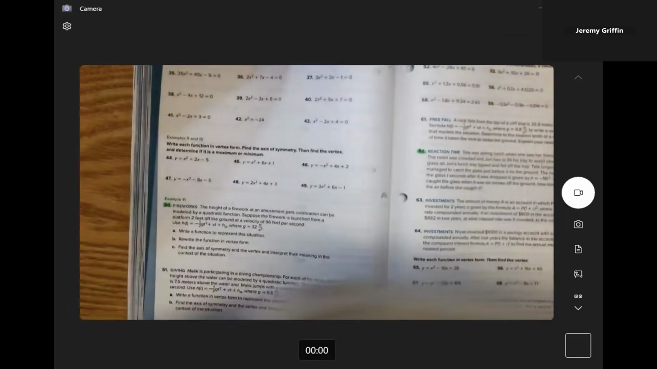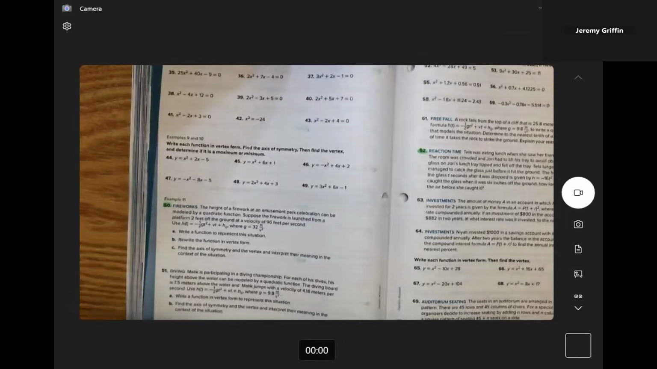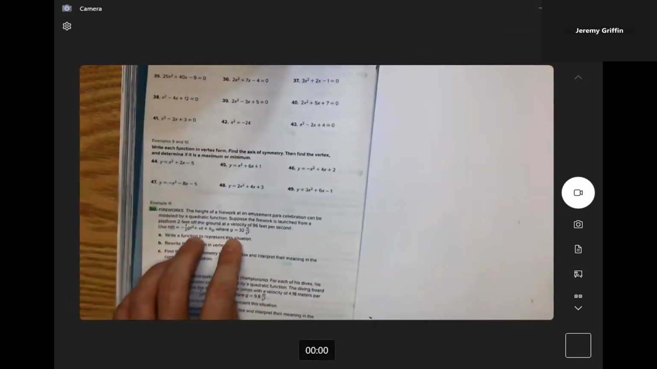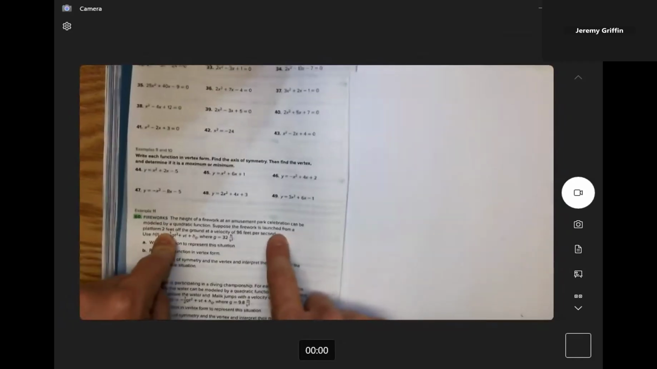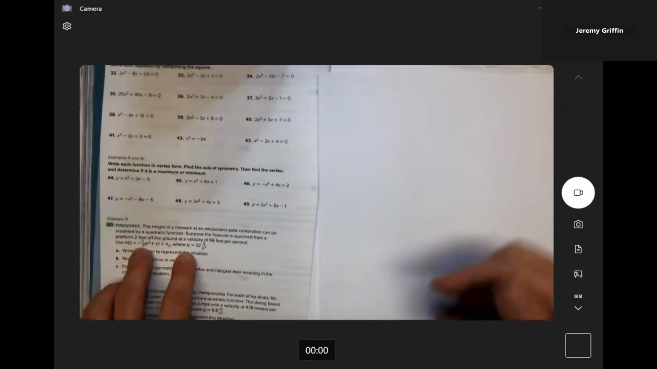Number 50, fireworks. Hey, it's another fireworks example. I see that height is a function of time. Suppose the firework was launched 2 feet from the ground. Before it was 1 foot off the ground. Now it's 2 feet off the ground and has a velocity of 96 feet per second. But it's the same physics format.